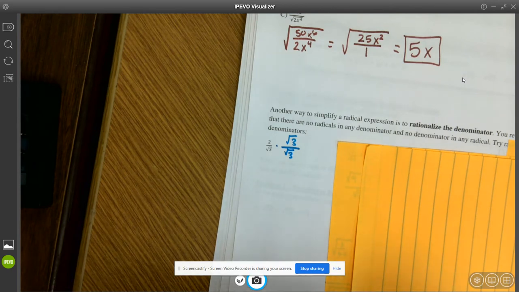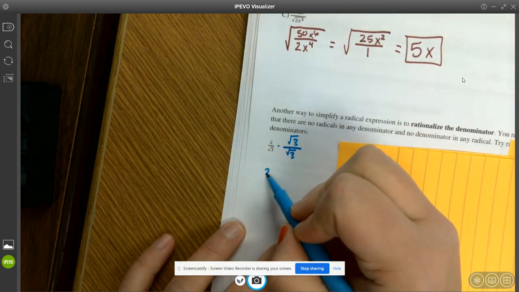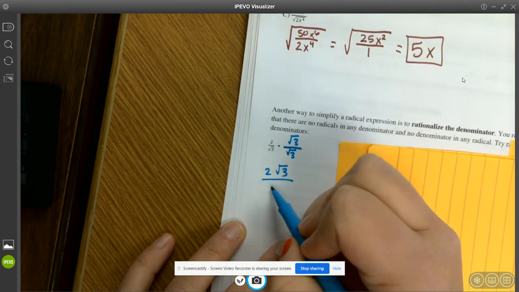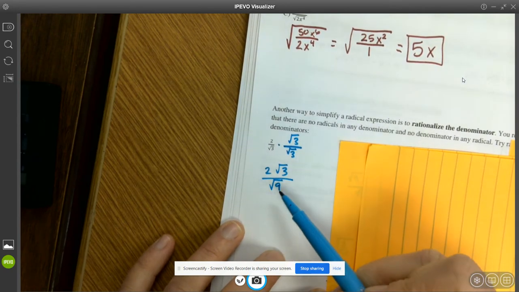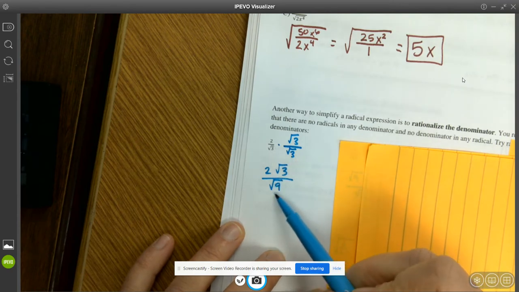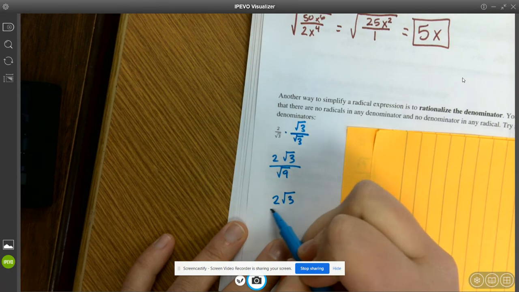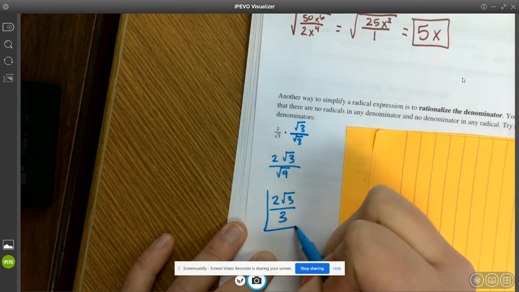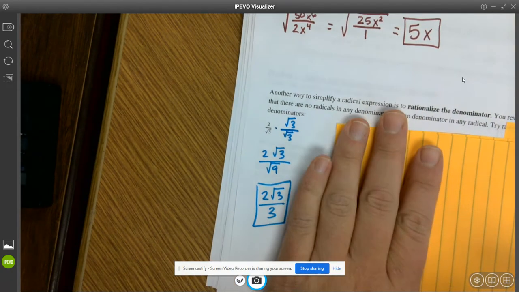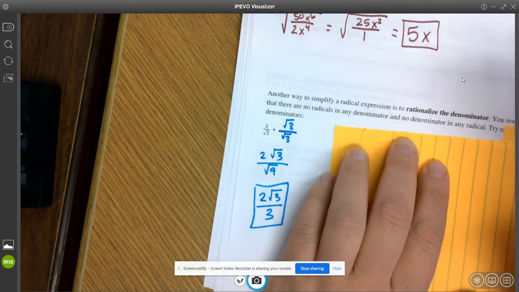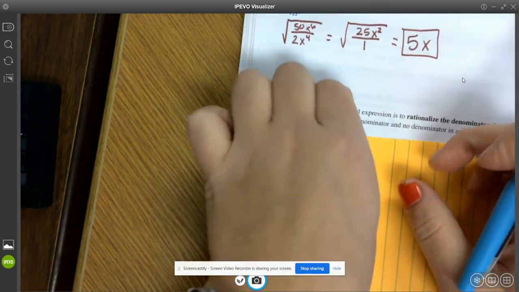So on top, 2 square root 3 over square root 3 times square root 3 will give me square root 9. Now, once you do this step, this should be able to simplify. So in this case, we have 2 square root 3 over square root 9, which is 3. So that would be rationalized. I want you to try the second one right here by yourself. So pause, try it, check it with mine.